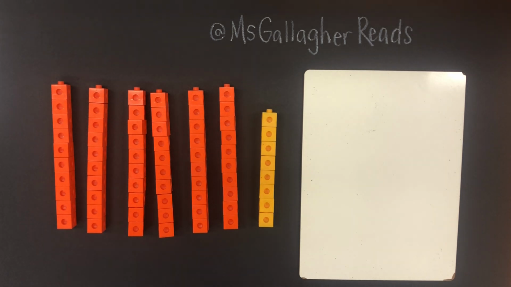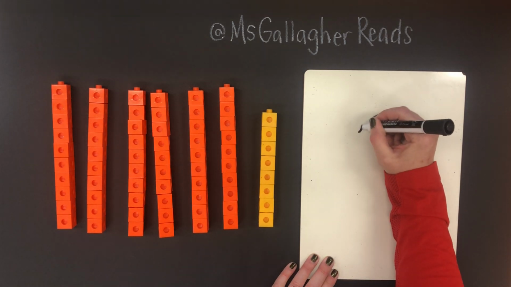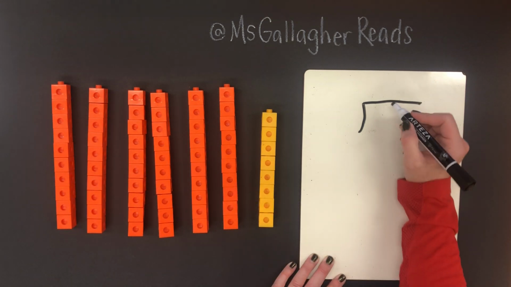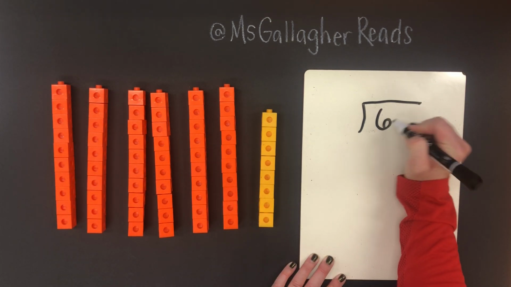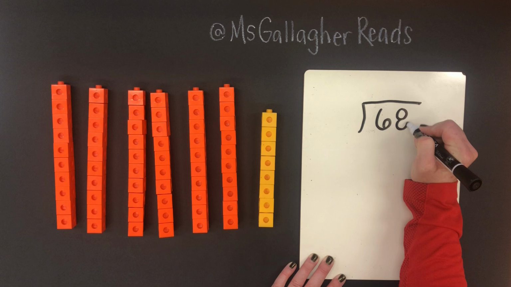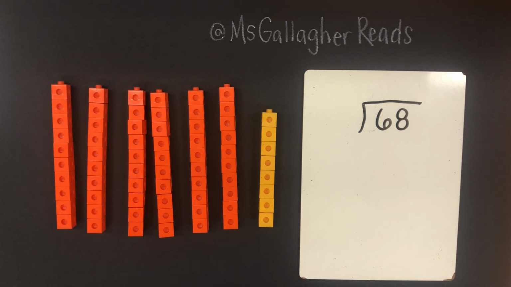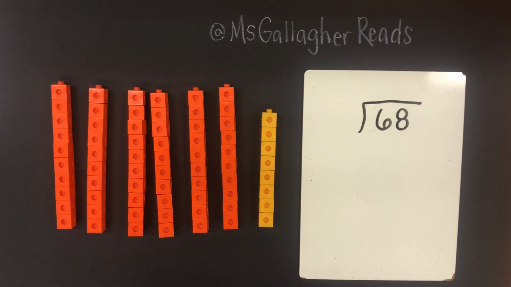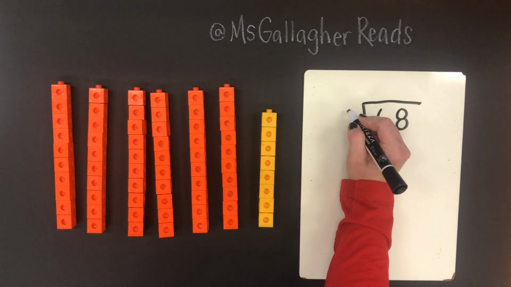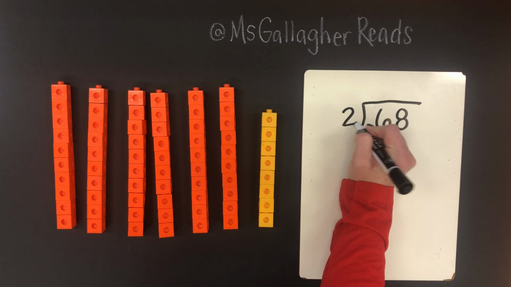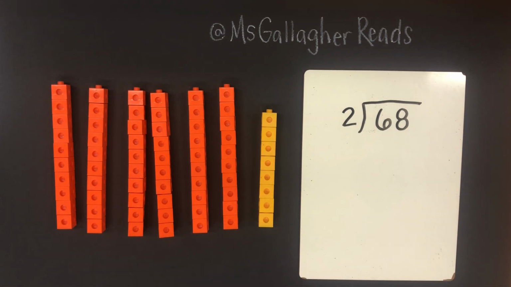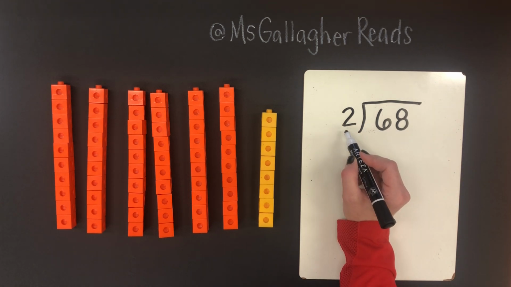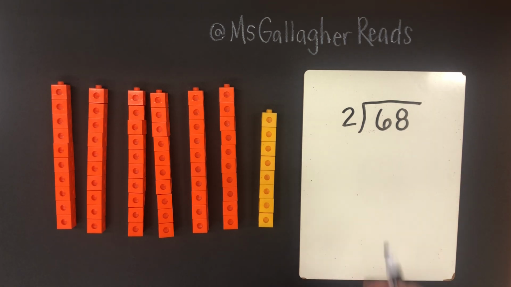So I'm gonna use my house for my long division, and I'm gonna put my total number that I have, 68, inside that house. I'm gonna share my total amount in 2 equal groups. So my 2 will go on the outside. This is my number I'm splitting up, and this is the number of groups that I'm splitting it into.